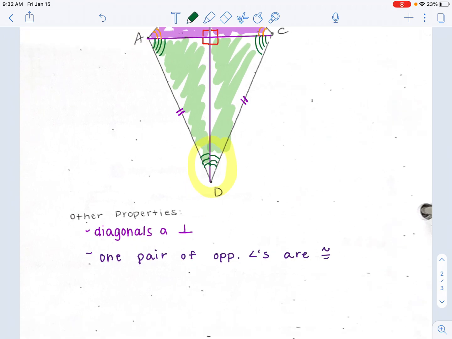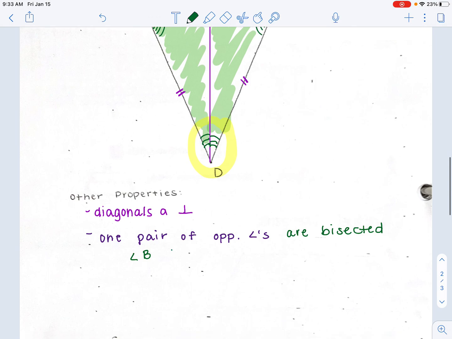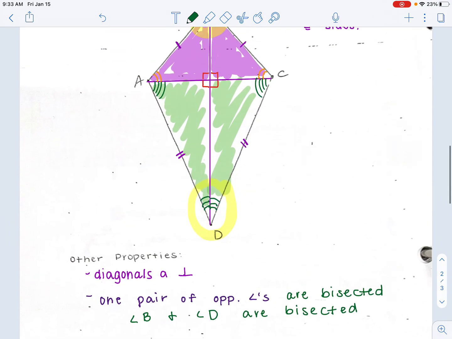So one pair of opposite angles are going to be congruent, and then in our instance here, that's going to be angle B, or congruent, my bad. I meant to say here, one pair also are going to be bisected. So one pair of those opposite angles are going to be bisected. So B and D are bisected. They're cut in half. That does not mean that they're the exact same measurement.